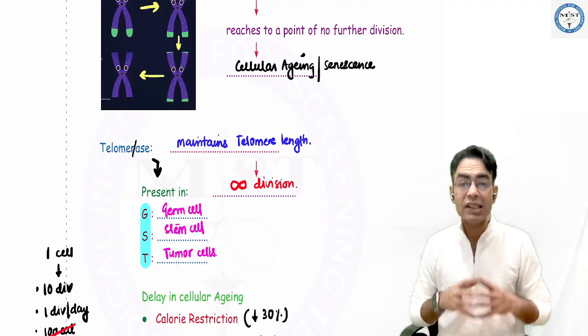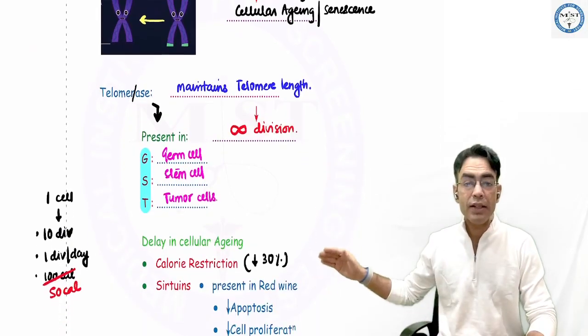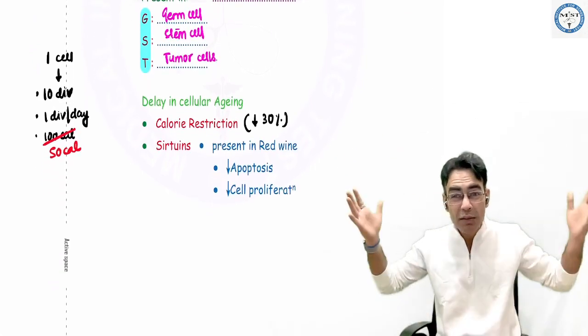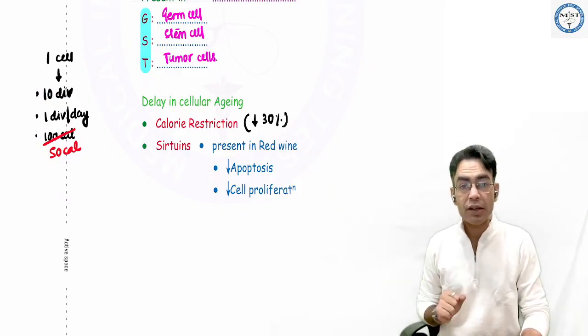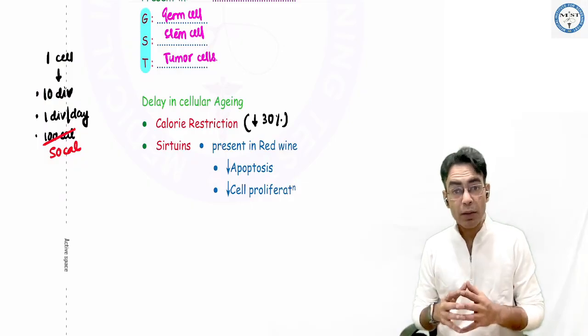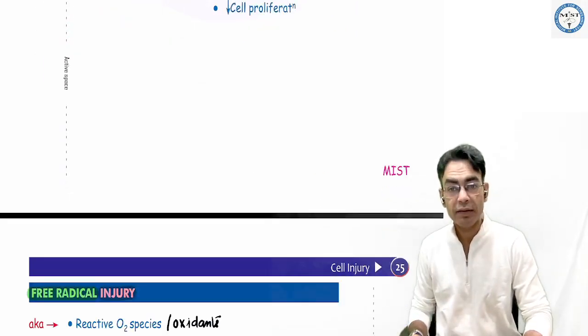What is the mnemonic for this? GST: germ cell, stem cell, tumor cell. Delayed cellular aging can be achieved by calorie restriction. So eat a little less; you sit all day studying, and if you keep snacking you'll get fat. So calorie restriction and sirtuins. Sirtuins are present in red wine. They decrease apoptosis and decrease cell division, so obviously you are extending the cell's life.